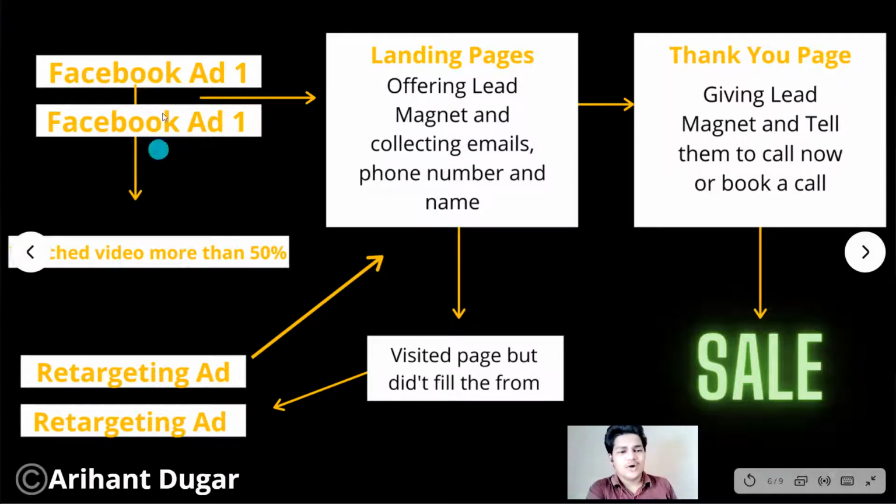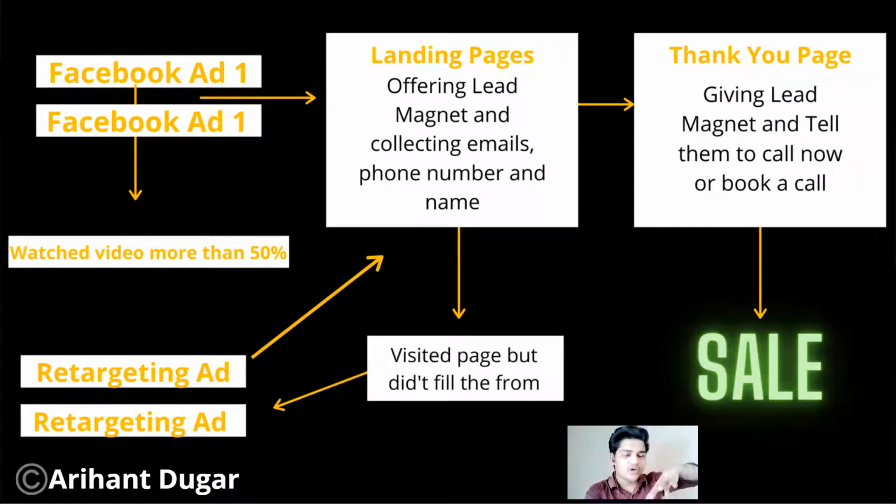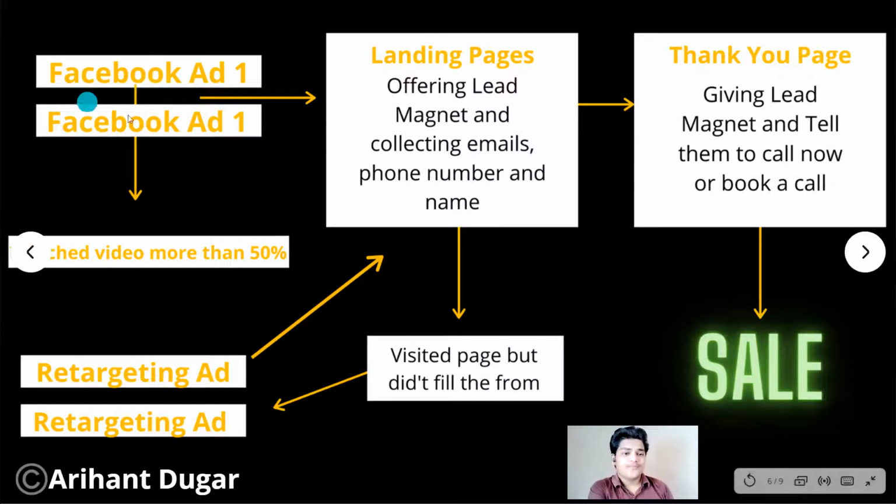So let's say you are targeting your locality. Let's say you are an interior designer situated in New York, and you are running ads in a radius of 5 to 10 kilometers, or 20 kilometers, wherever you provide your services. Now you are promoting your offer, your lead magnet, on Facebook.